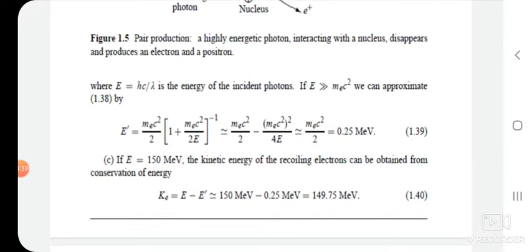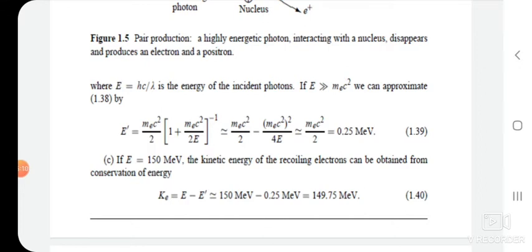If the incident photon has energy 150 mega electron volt, then find out the kinetic energy of the recoil electron, which is equal to E minus E prime. E is the energy of the incident photon, minus E prime, which is the energy of the scattered photon. That's why 150 mega electron volt minus 0.25 mega electron volt gives 149.75 mega electron volt.